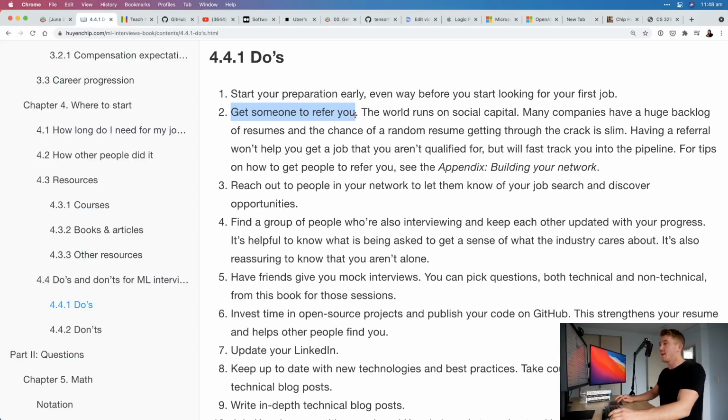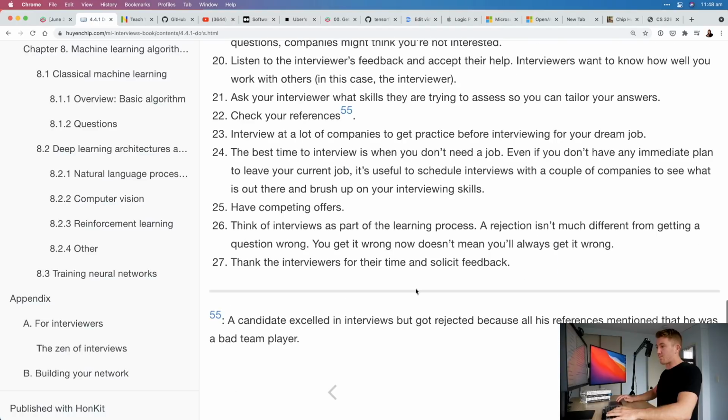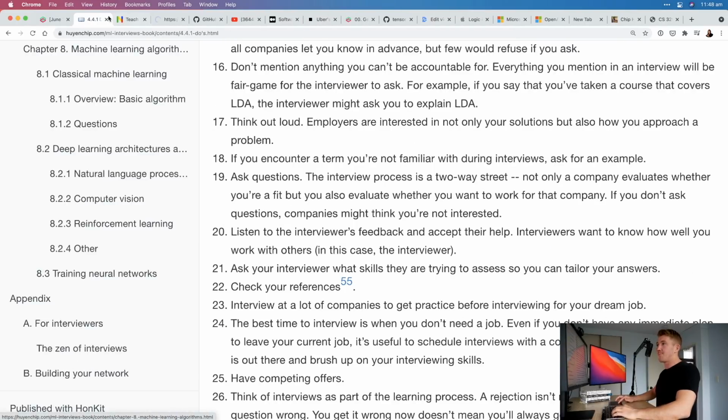Number 2, get someone to refer you. All of the jobs I've had in the past have been through someone else. So that's a big thing. But how do you do that? How do you get someone to refer you if you don't know anyone, right? But this is the power of the internet. We go down to Appendix B. Of course, you could read through these. These are some more great tips, but this is a summary.